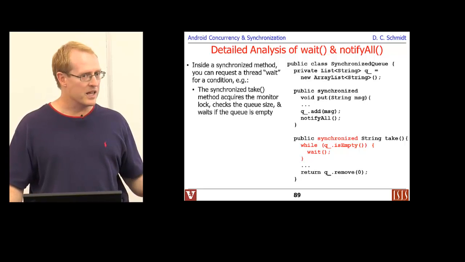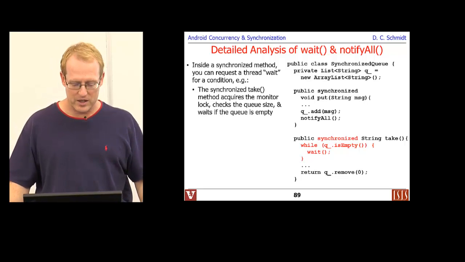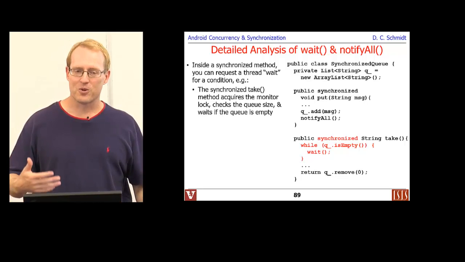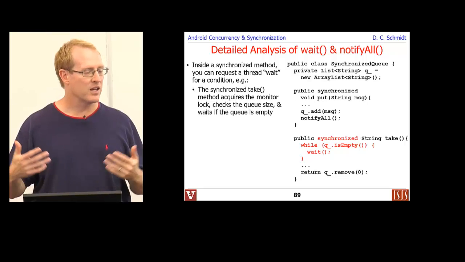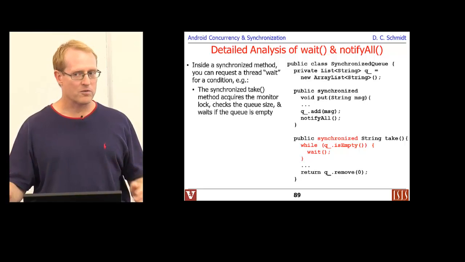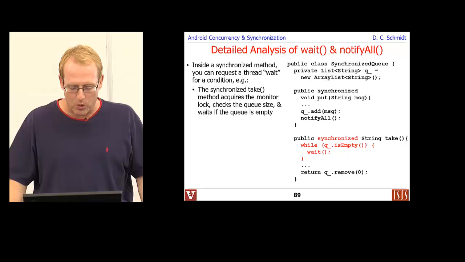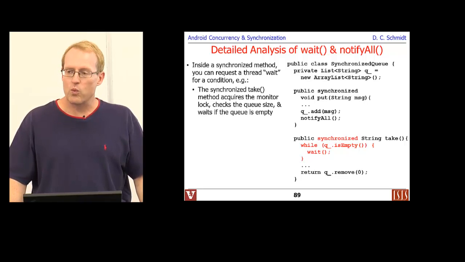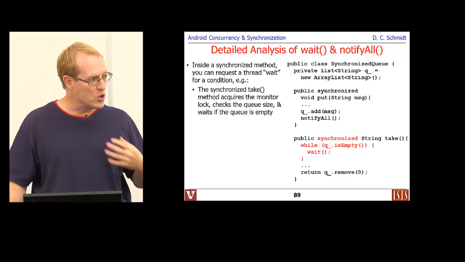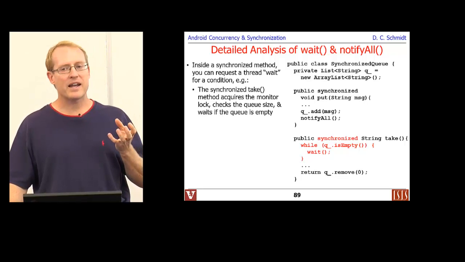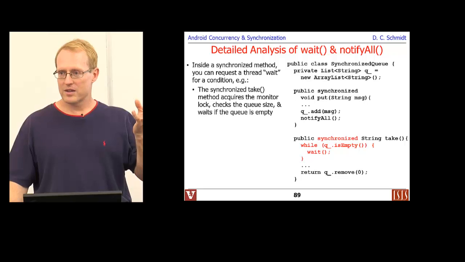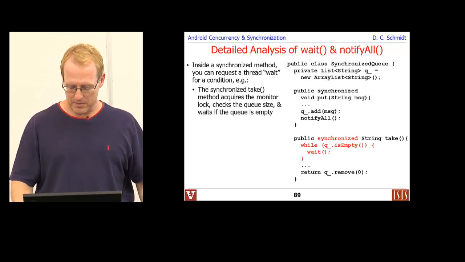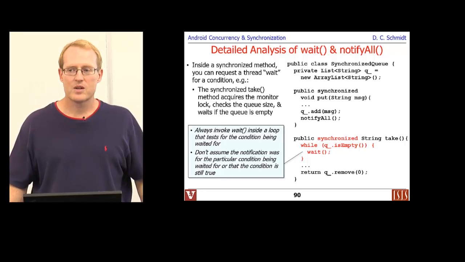And if it is empty, it goes ahead and waits for the condition to wait. What it's waiting for is for the condition, which is implicit, to be notified by a call to notify or notify all. A couple important things to note here, and we'll talk about this later. When you call wait, that automatically releases the monitor lock and puts your thread to sleep. Those two things happen at the same time.